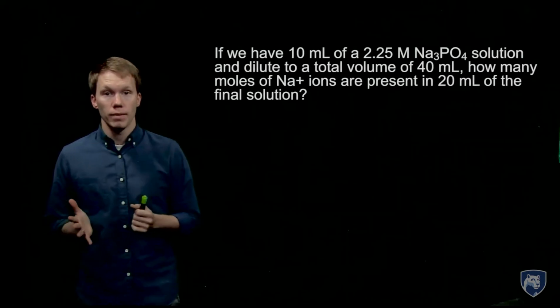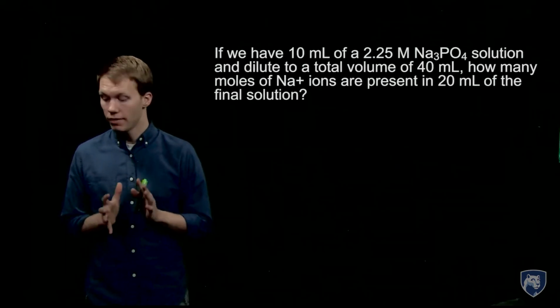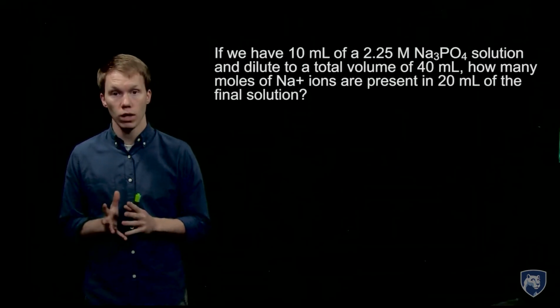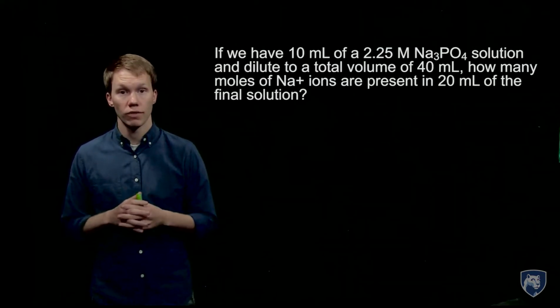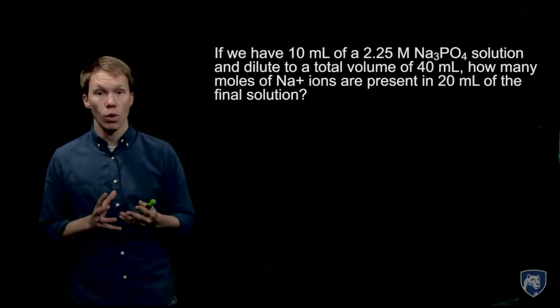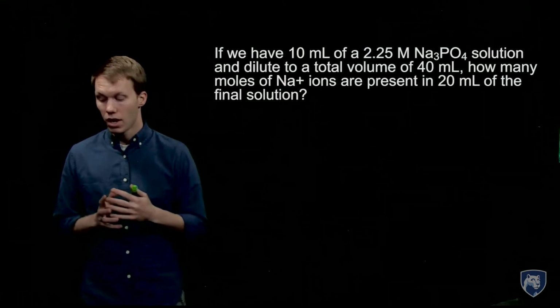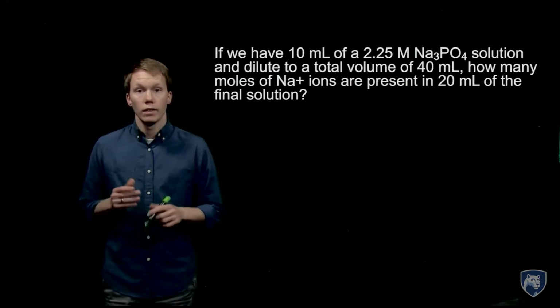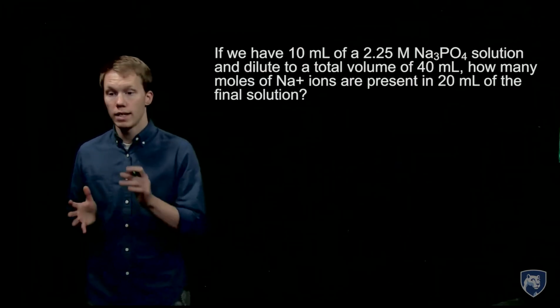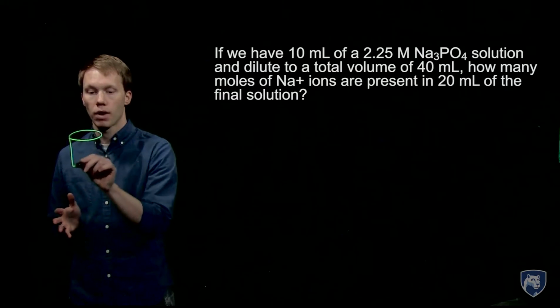So let's look at an example problem using this dilution formula. So here's the problem. If we have 10 mL of a 2.25 molar sodium phosphate solution and dilute it to 40 milliliters, how many moles of sodium ions are contained in 20 mL of the dilute solution? Let's draw out pictorially what is happening throughout this problem.